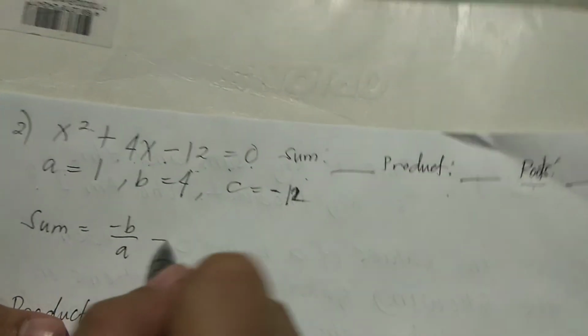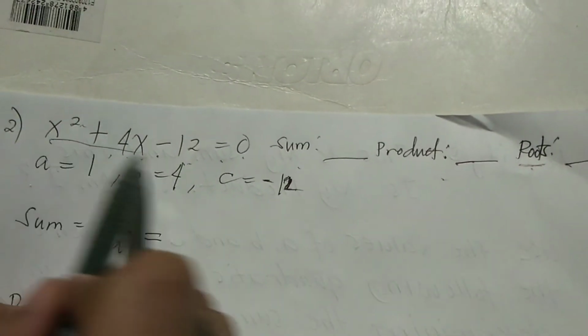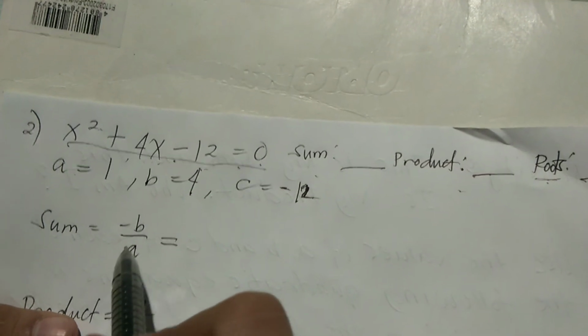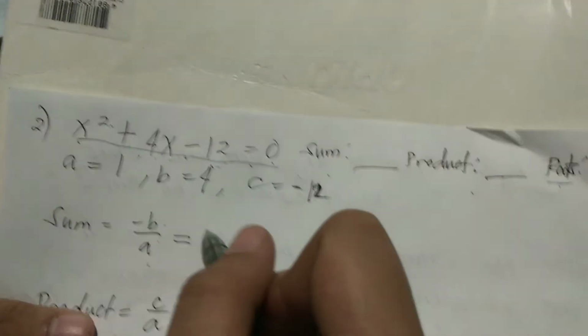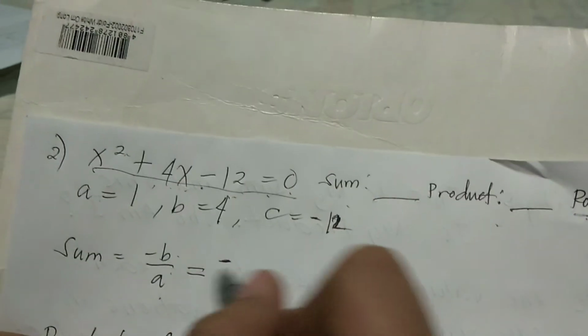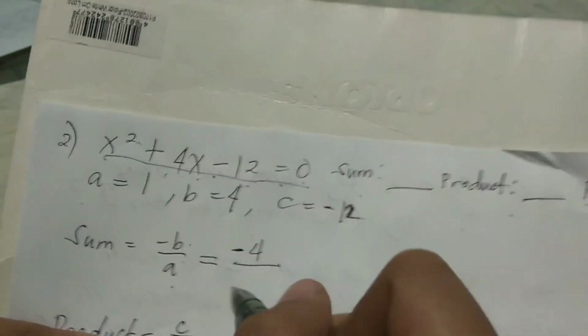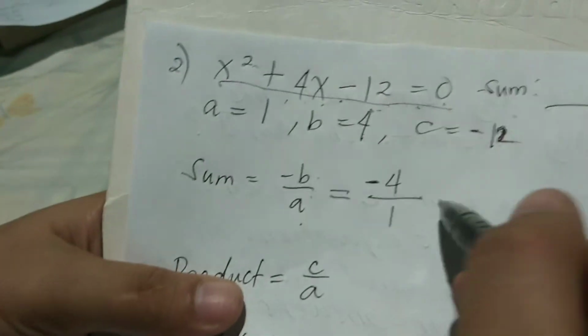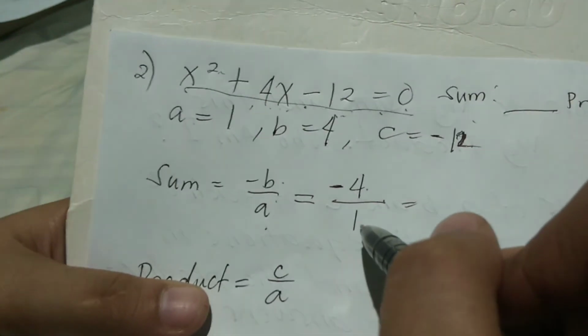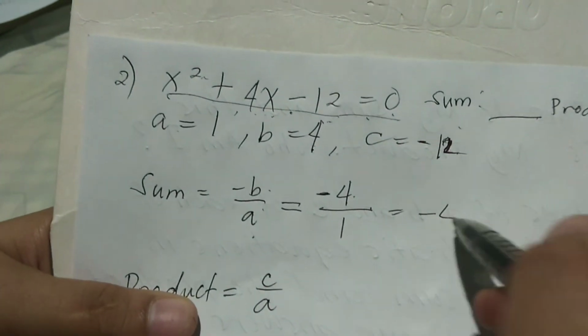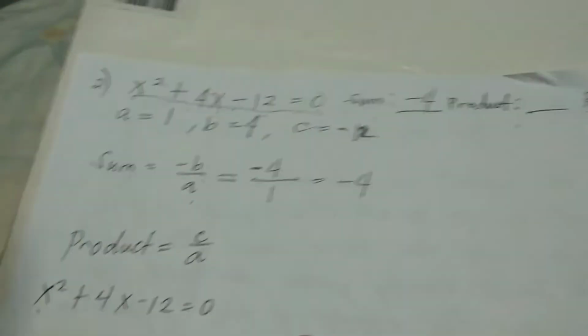Now, let's find the sum of the roots of this equation. So, using the formula, negative B over A. So, we have negative. Our B is positive 4. And then, our A is 1. Negative 4 divided by positive 1 is negative 4. So, the sum of the roots of this equation is negative 4.